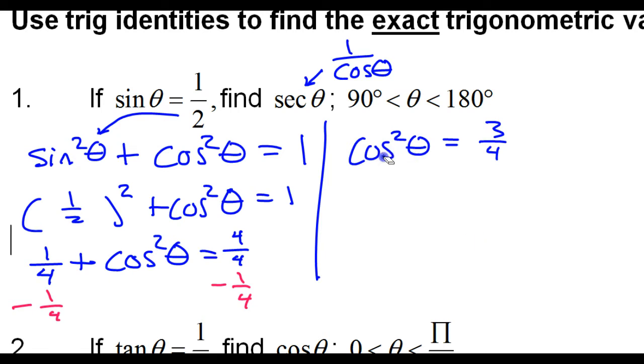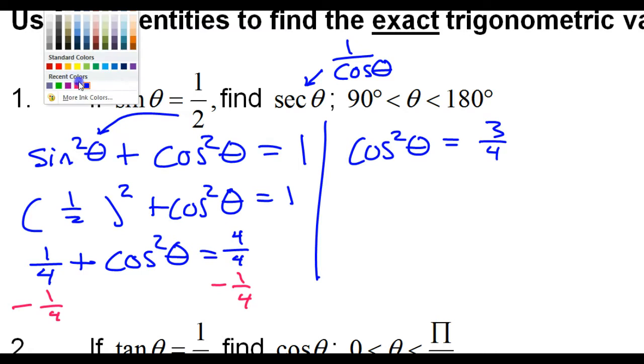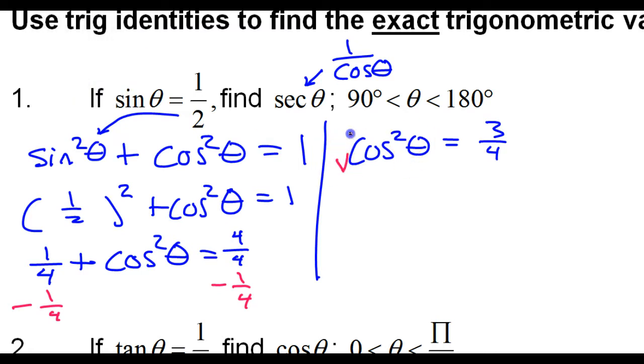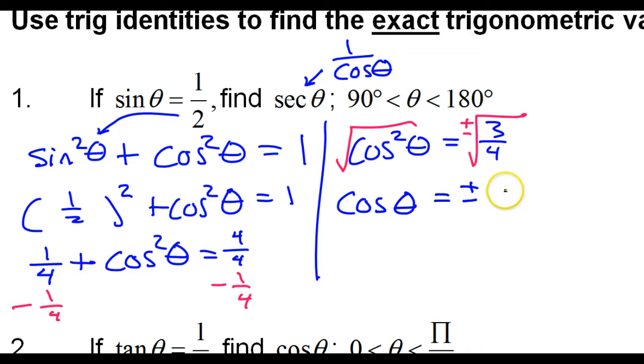So I want cosine, just plain cosine. So I need to take the square root of both sides to unsquare this. Don't forget, if you take the square root of both sides, it will be plus or minus. So that's going to give us cosine theta, we unsquared it, is equal to plus or minus. I'm taking the square root of the top and bottom. In the top I've got square root of 3, square root of 4 is 2. So it's square root of 3 over 2.